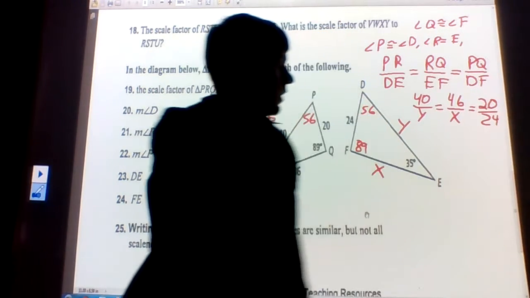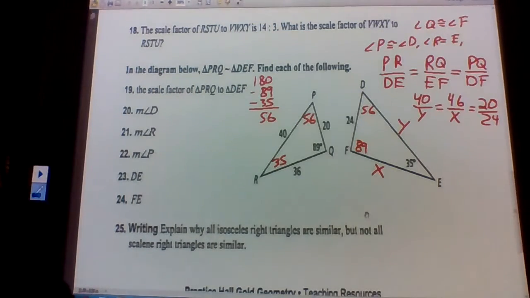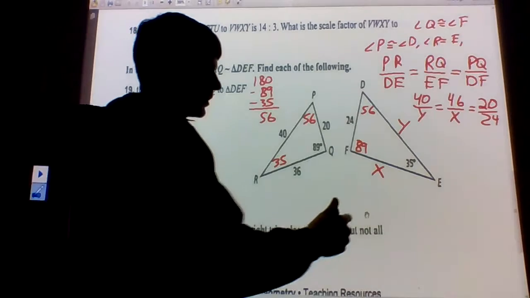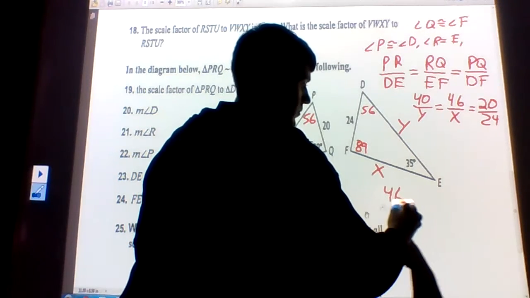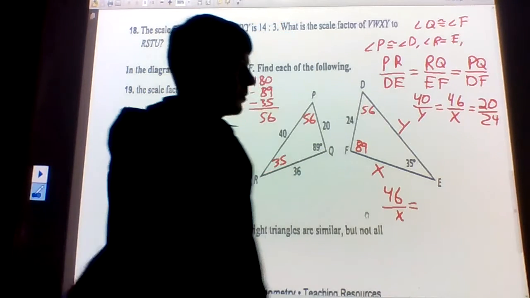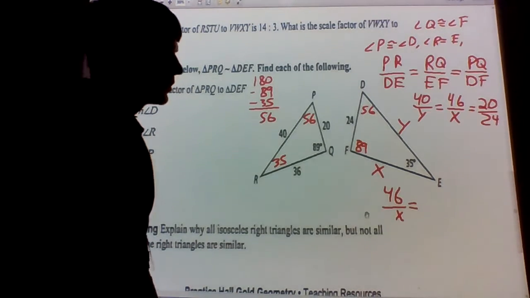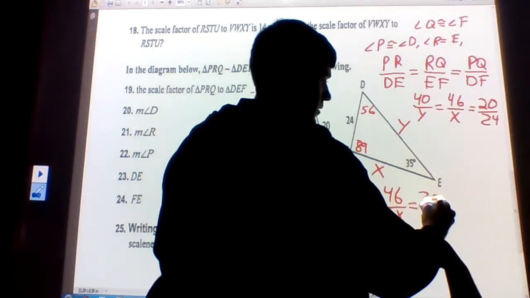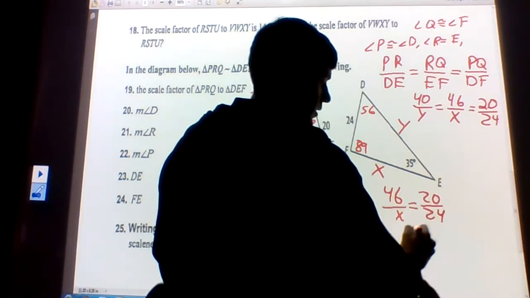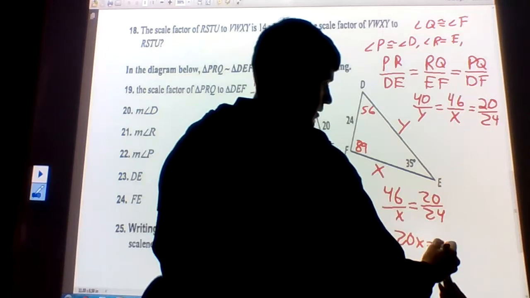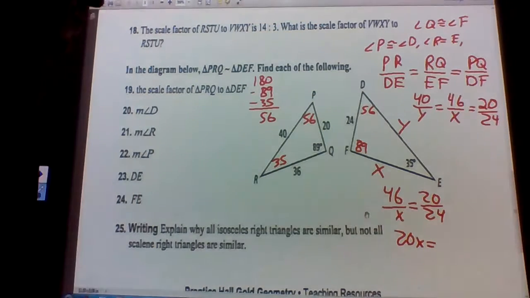Okay, we want to solve for X. So we need to pick two ratios. Let's pick 46 over X. Okay, and then you want to pick the other one without a variable. So we don't want to pick 40 over Y because we have another variable. So let's pick 20 over 24. Okay, if you cross multiply, we get 20x equals 46 times 24.